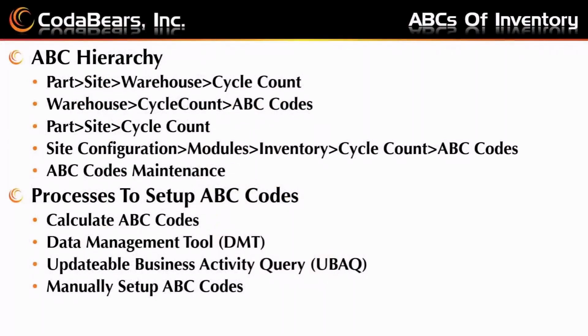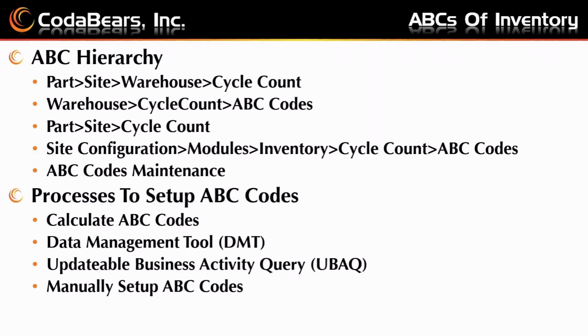So the ABC hierarchy here shows the path for each menu item in Epicor where ABC codes can be associated with parts. Inventory managers, or whoever is responsible for inventory accuracy, should do these setup items and verify things are set up as you want them before you do your daily, weekly, monthly, or yearly counting of inventory.